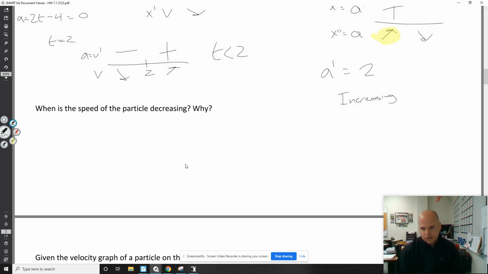When is speed decreasing? Okay, this is when we have velocity values that are getting closer to 0. Negative 4, negative 3, negative 2, negative 1. That's negative velocities that are increasing. It's negative velocity, positive acceleration. Or 4, 3, 2, 1, 0. Positive velocities that are decreasing. Positive velocities, negative accelerations. V and A have opposite signs. Okay? And that's my reasoning behind things.